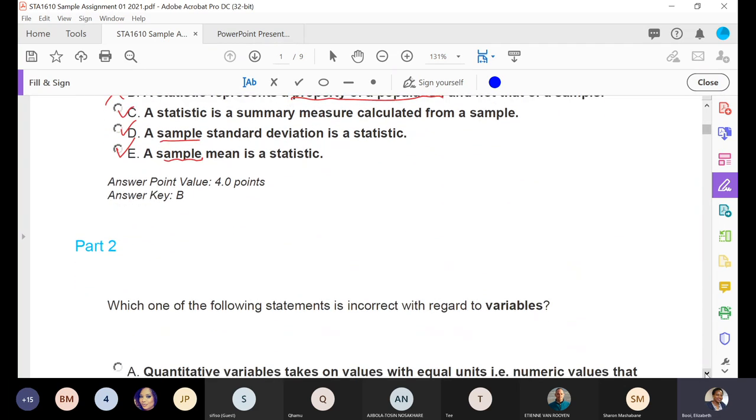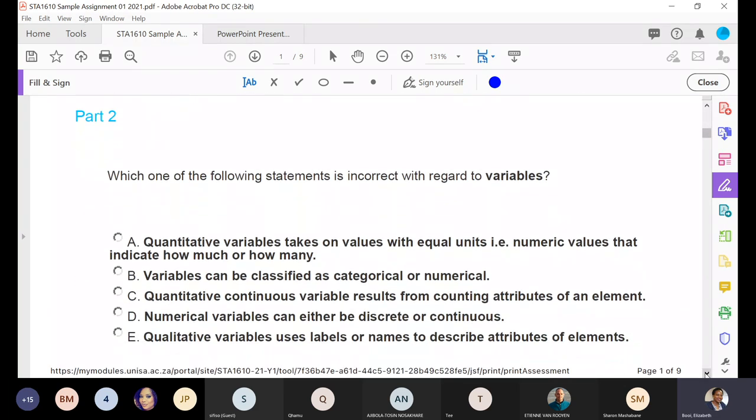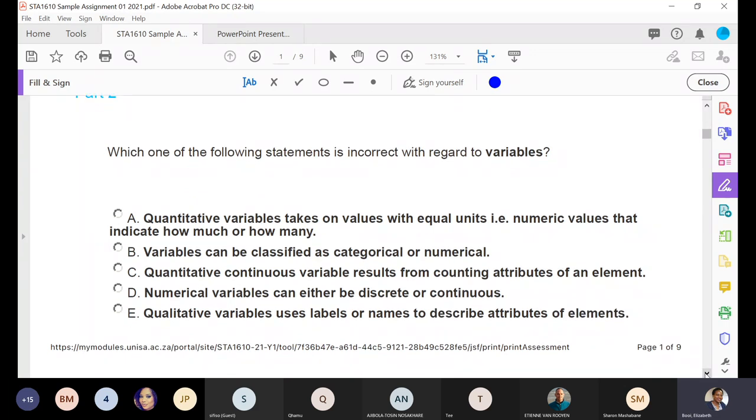So let's go to number two. Which one of the following statements is incorrect with regards to variables? Remember what variables are? Variables are just characteristics that define a population or a sample. And there are two types of variables. We did talk about them earlier. So, A, B, C, D, or E.